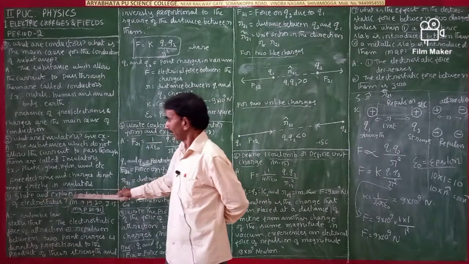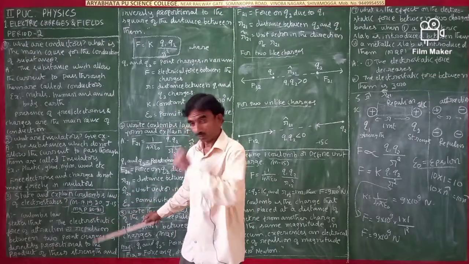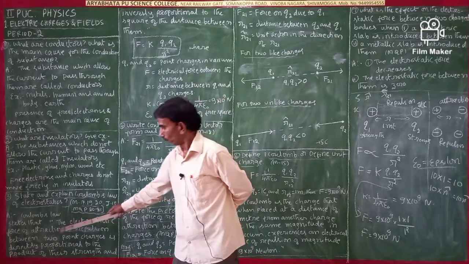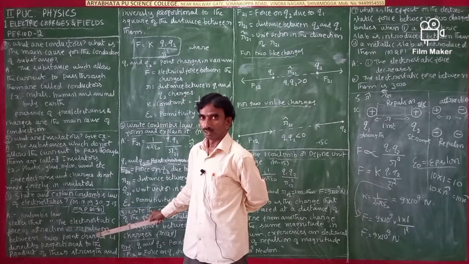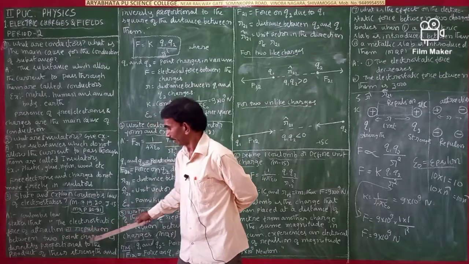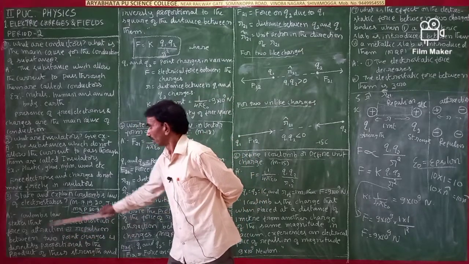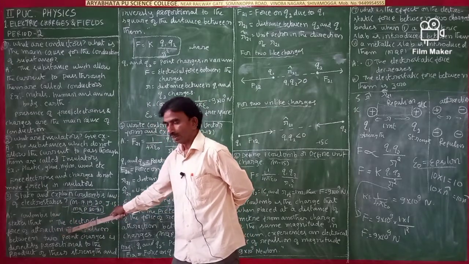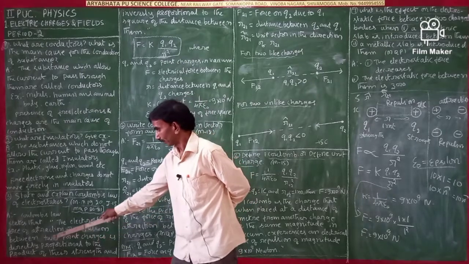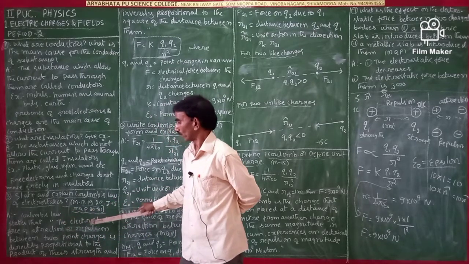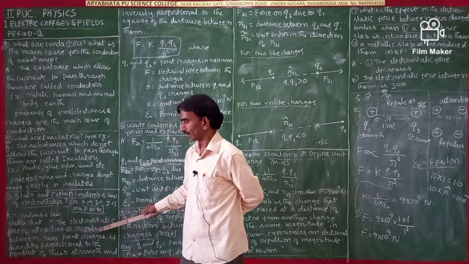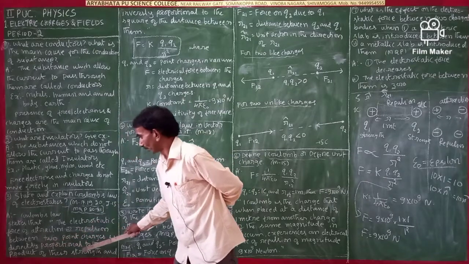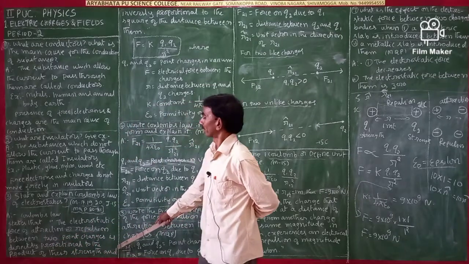Next, state and explain Coulomb's law. Very important question. Coulomb's law states that the electrostatic force of attraction or repulsion between 2 point charges is directly proportional to the product of their strength.